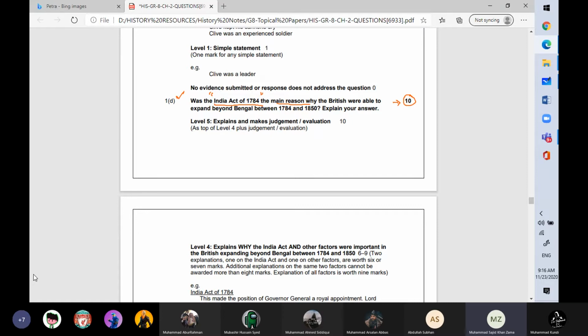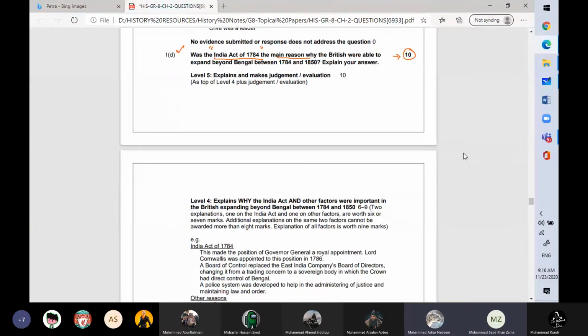Now tell me, the factor which is mentioned here in this question, which I have put in brackets and underlined, is related to which one of the four points I just mentioned? So administrative reforms. Yes, administrative reforms.